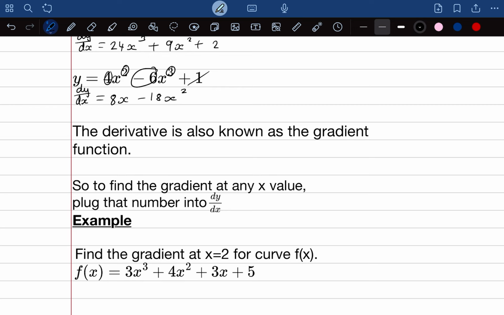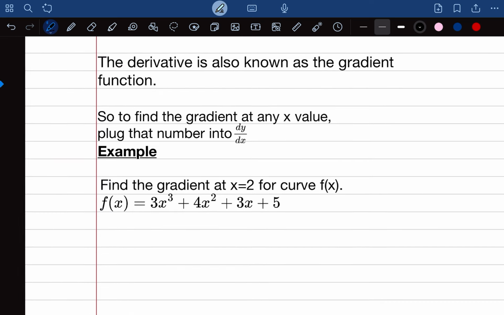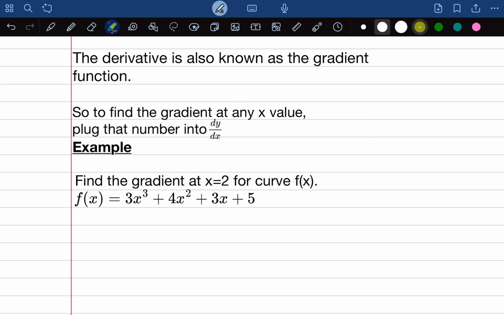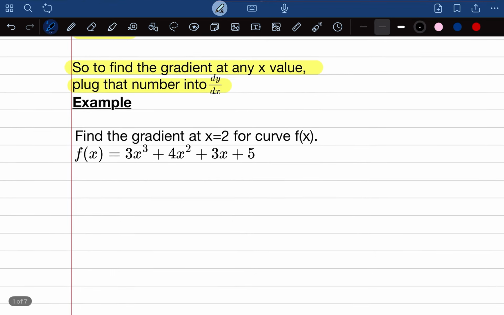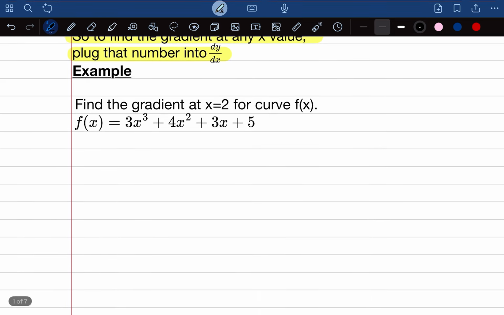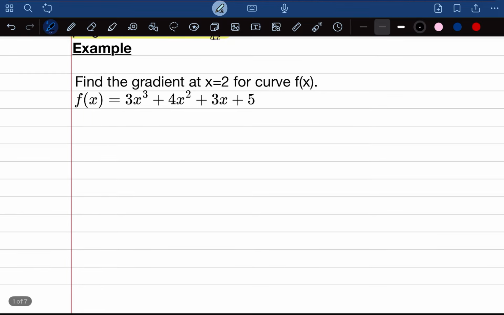So at any x value, you can put that x value into the derivative of an equation of a curve, and it will give you the gradient at that point. So like I said here, the derivative is also known as the gradient function. So to find the gradient at any x value, plug that number into dy by dx. Well, I said dy by dx here, but we've got f of x here. So find the gradient at x equals 2 for the curve f of x. So f of x is 3x cubed plus 4x squared plus 3x plus 5.